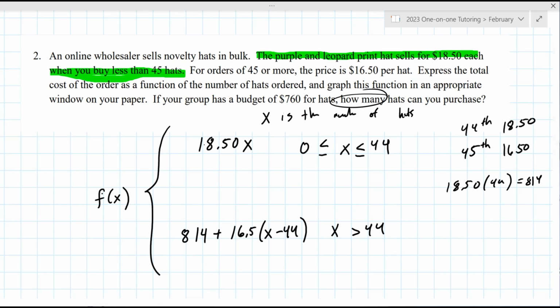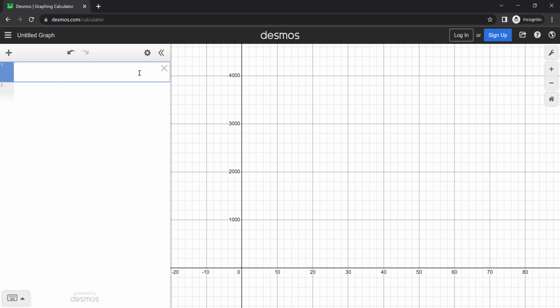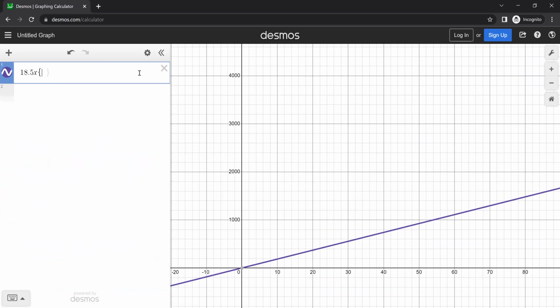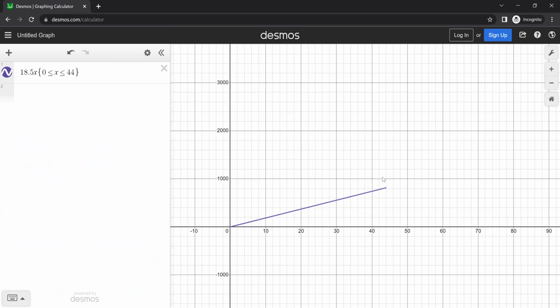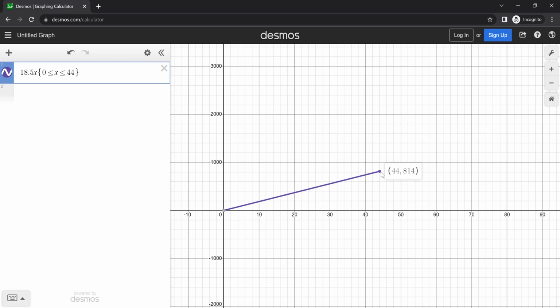No. Okay, so I'm going to jump over to the other window and graph this thing. I'm going to clear out my old graph. So yeah, it's 18.5x. And this is good when you're going from 0 less than or equal to x less than or equal to 44. Okay, so our window is okay for now. And you can see right there the endpoint. It's always good to kind of click on that endpoint, see if it matches what you think you have. So the next part of this is that 814 plus 16.5 x minus 45.